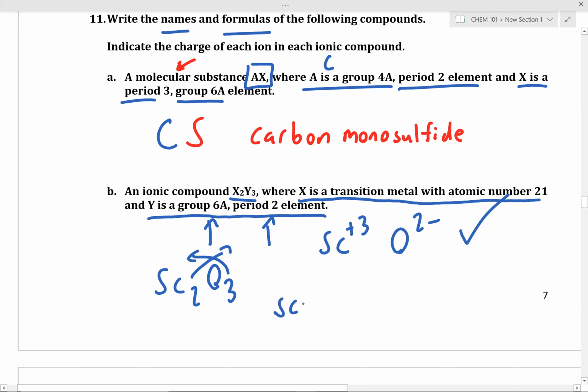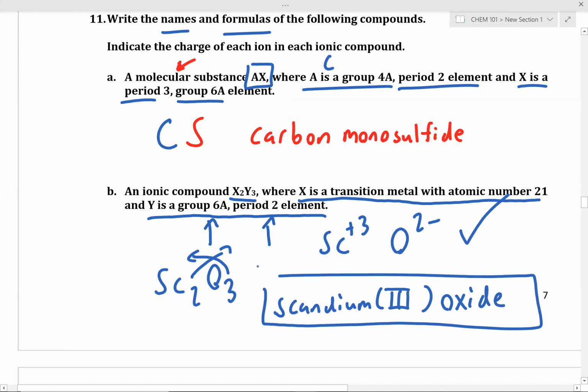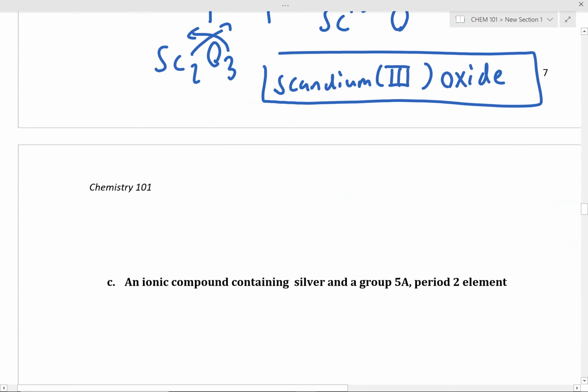So we write the name of our cation, which is scandium. And then do we need to specify the charge using a Roman numeral? Yes. So this would be 3. And then instead of oxygen, we call it oxide. So this is scandium(III) oxide. Does that make sense to everyone? Okay, are we able to continue on with the next few sets of examples? Okay, let's keep going then.